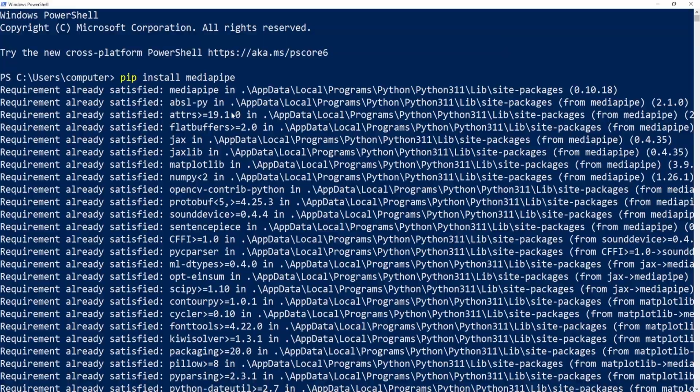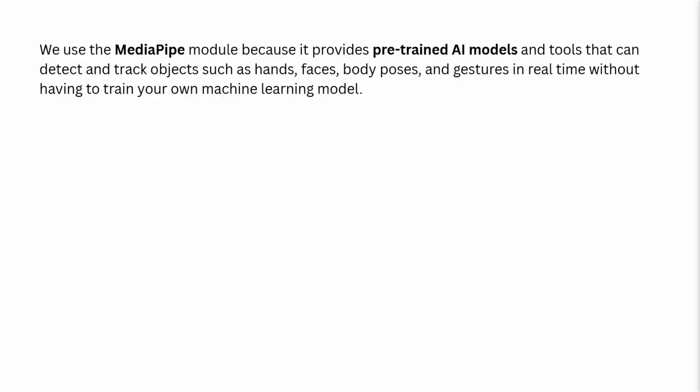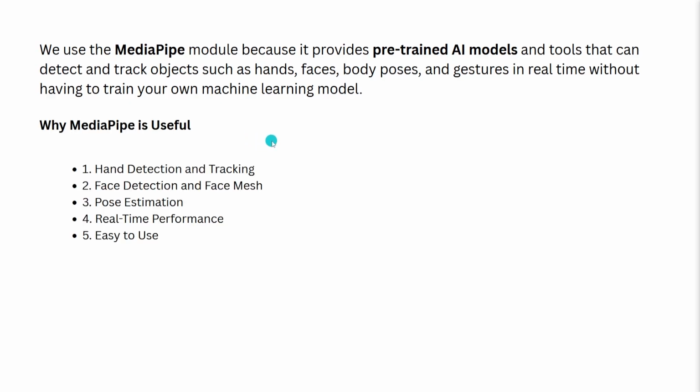It is very important. We use the MediaPipe module because it provides pre-trained AI models and tools that can detect and track objects such as hand, faces, body pose, and gesture in real time without having to train your own machine learning model. And it is very useful for hand detection and tracking, face detection and face mesh, pose estimation, real-time performance, and it is very easy to use.